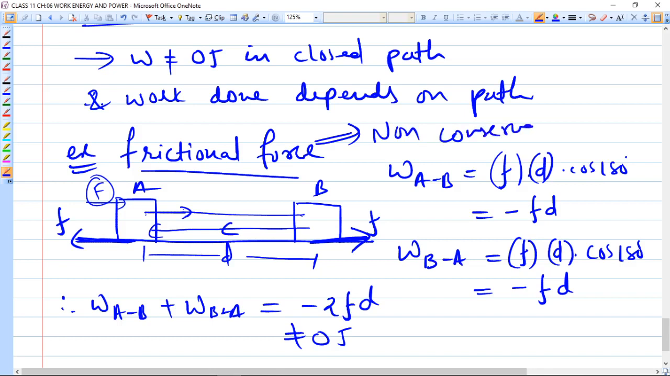Non-conservative force. Okay. In general, all opposing forces are nothing but non-conservative forces. It depends on the path. If you select some other path, then friction will act in that path, and you have to calculate that distance. Okay, is that clear to you?